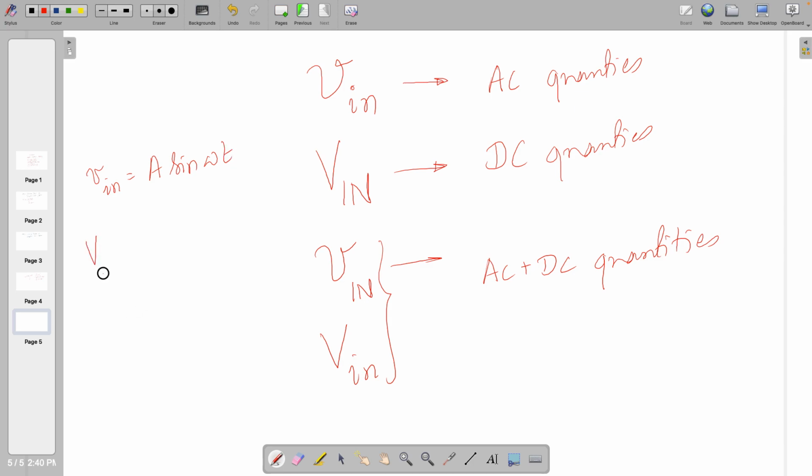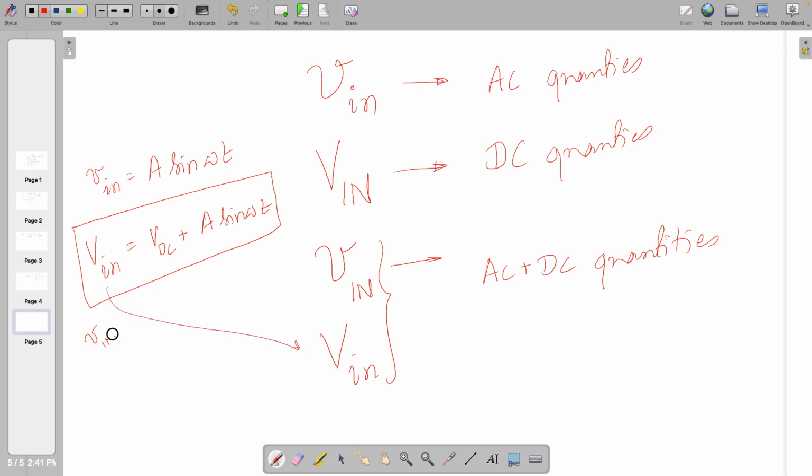So if I write A sine omega t, this indicates it's AC. But if I want to write something like VDC plus A sine omega t, this particular quantity is AC plus DC. That's why I give the notation like this. I can give this also. Both are synonymous to each other. Different books follow different notations.